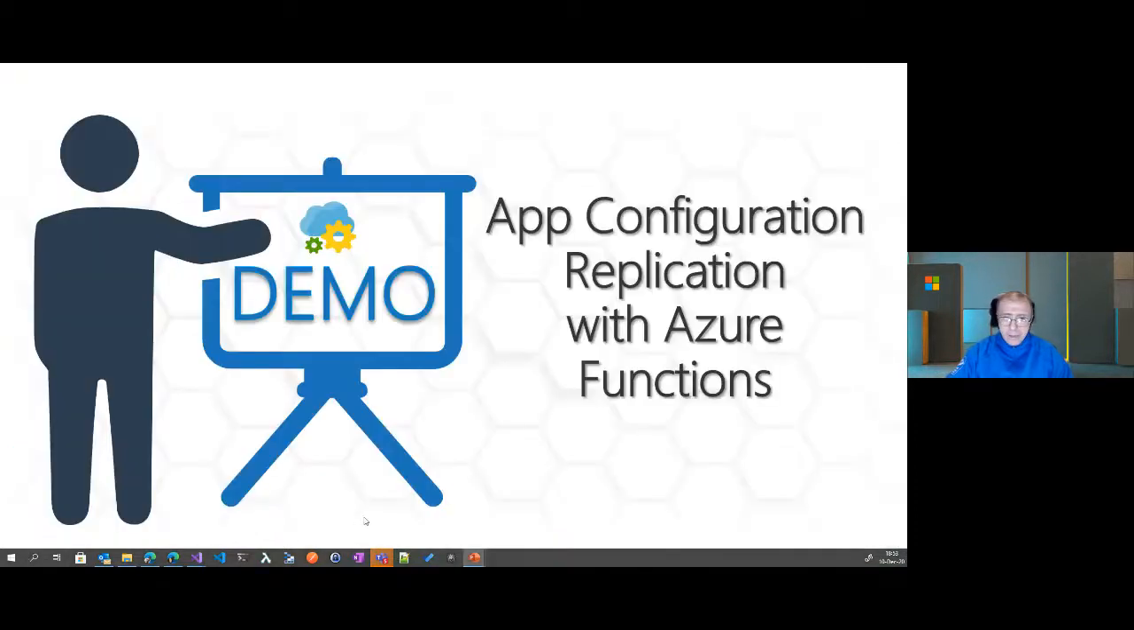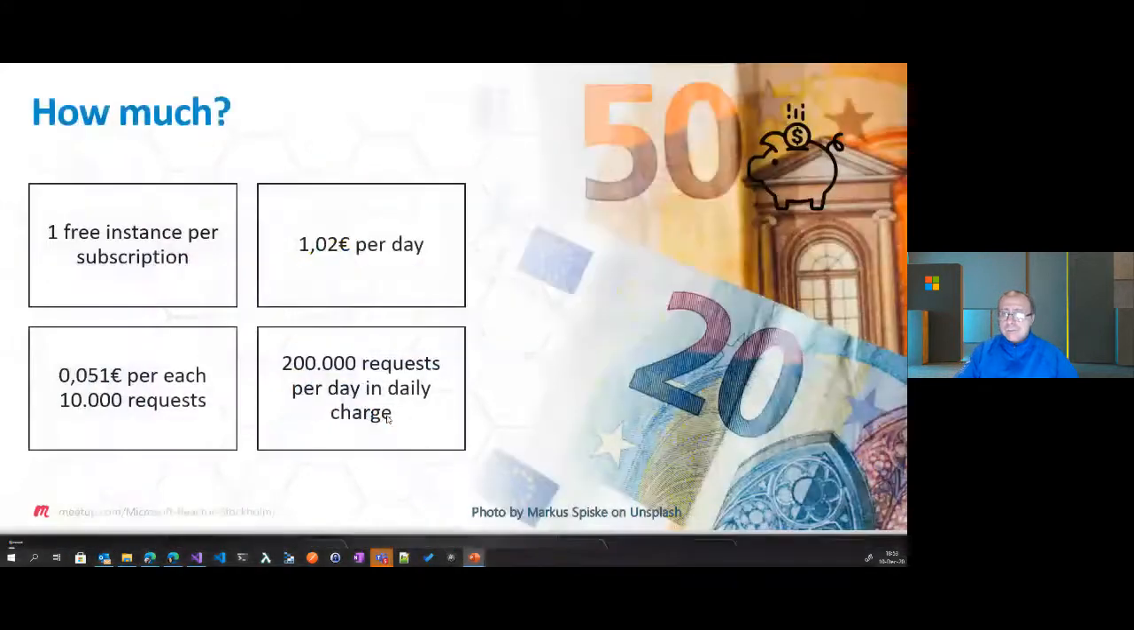Okay. We talk about cost. How much? You have one free instance of App Configuration for each subscription. For example, I use the free one for the first demo, and for the second demo, I have two App Configuration instances. I need to pay for each of these App Configuration instances.